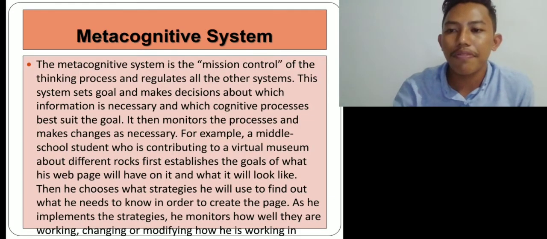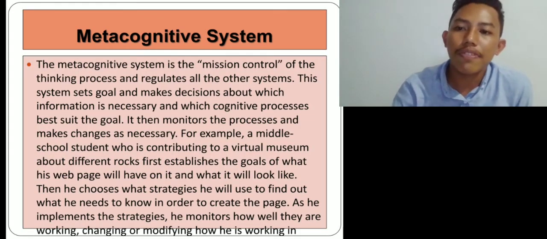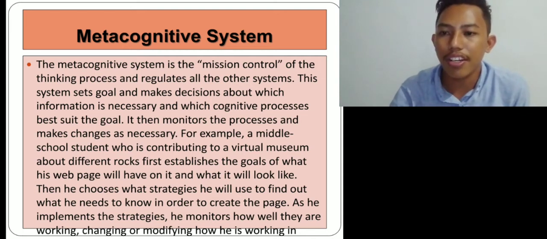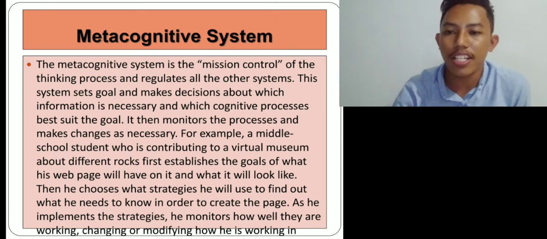So, the metacognitive system. The metacognitive system is the mission control of the thinking process and regulates all the other systems. This system sets goals and makes decisions about which information is necessary and which cognitive processes best suit the goal. It then monitors the processes and makes changes as necessary.